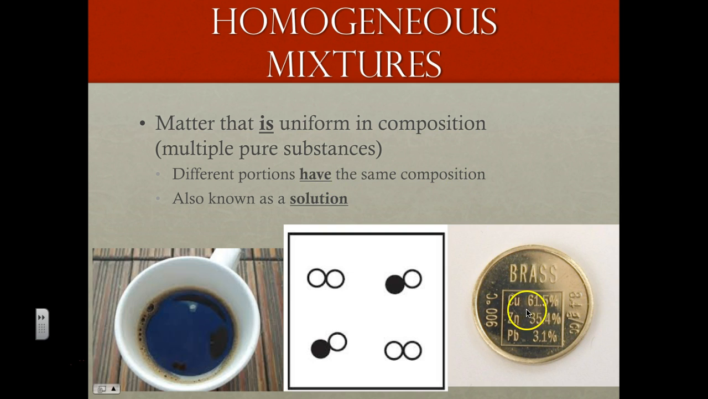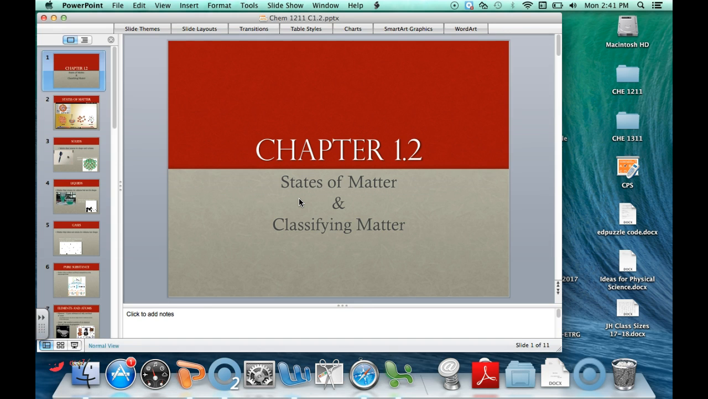So this brass coin here is 61.5% copper, 35.4% zinc, 3.1% lead. If I cut it in half, each half would still have the same percentages of these 3 elements. It doesn't matter. Every piece of this brass has 61.5% copper, 35.4% zinc, 3.1% lead. Same for this coffee here. Every single part of the coffee will have the same composition. And again, these are called solutions. Yes, a solution can be a solid, liquid, or a gas. And that's it for everything in Chapter 1, Section 2, States of Matter and Classifying Matter.